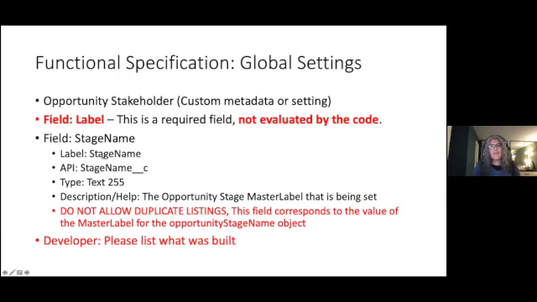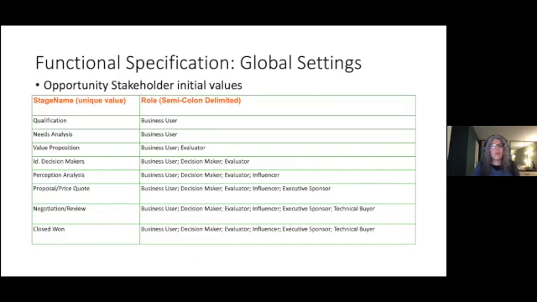But we'll look at a field called stage name, and I'm also going to say, hey, this is a unique value, don't allow duplicates, and then indicate how they provided the validation for that. So this would be the initial data that we're going to fill into our custom metadata type, right? These are going to be my stage names, and these would be the opportunity roles, and they're semicolon delimited, that are going to match to our settings.